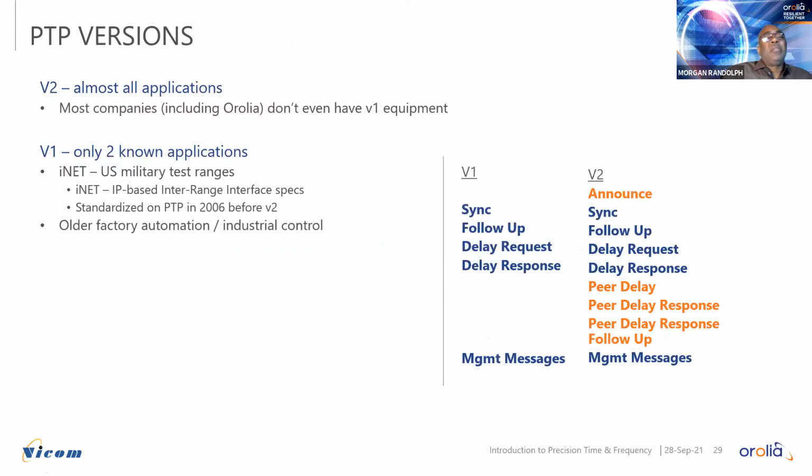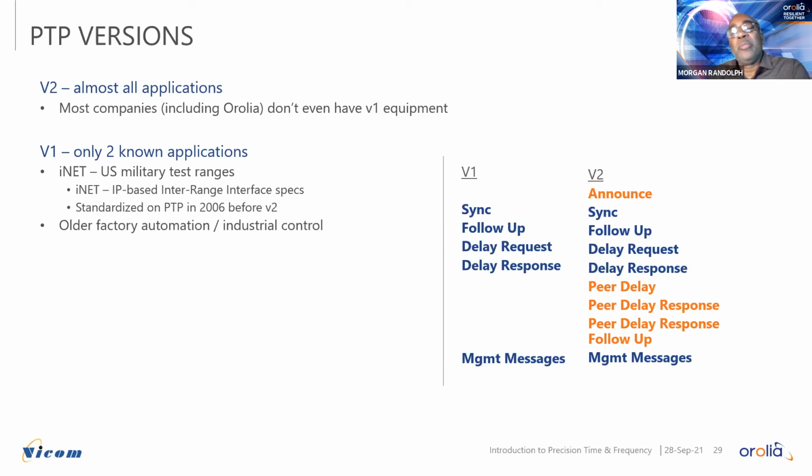V2 is used in almost all applications, by most companies, including Orolia. We don't have V1 equipment. V1 equipment would be really old equipment, from the 2006 to 2008 timeframe. More than likely manufacturing, or like here, it shows the V1 has only 2 known applications: the INET, which is the US military test range, and the older factory automation industrial controls.